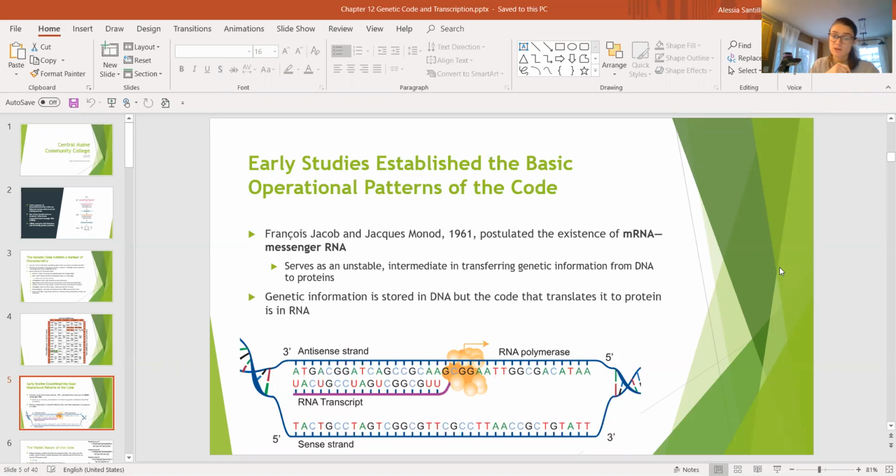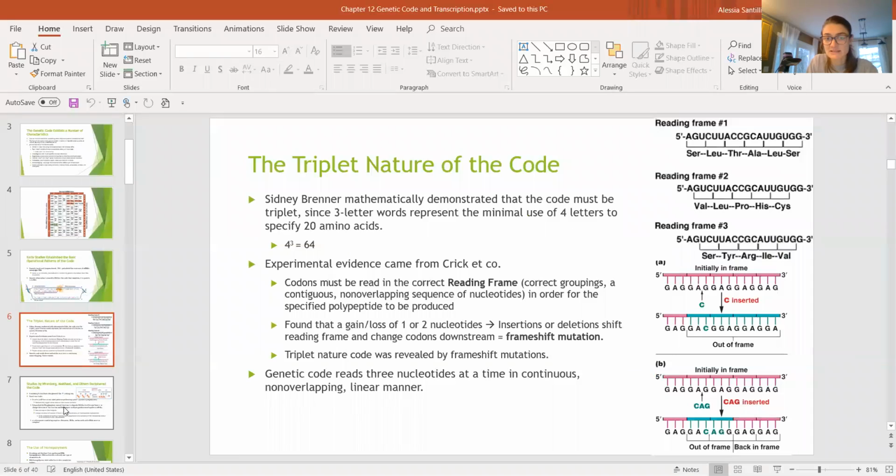This was realized by Jacob and Monod, Francois and Jacques, I butchered their names, they're French. In 1961, they postulated the existence of mRNA. So when your gene needs to be expressed, it basically separates, and then the mRNA transcript is made based on the complementarity of the bases of the DNA in the template strand. That RNA transcript is what then gets translated into a protein by the protein synthesis machinery. So that was basically the first step.